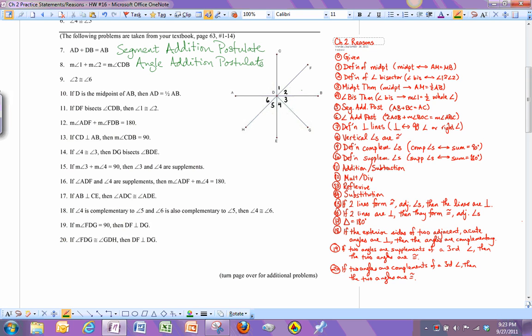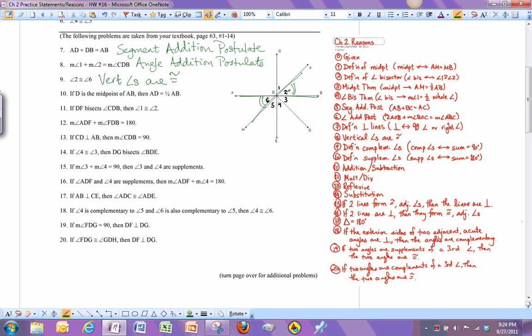Okay. Next one says angle 2 is congruent to angle 6. Well, 2 and 6, hopefully you can tell just by looking at it, they form that X shape and they're on opposite sides. So these are vertical angles. So we're using reason number 8 here. Vertical angles are congruent.